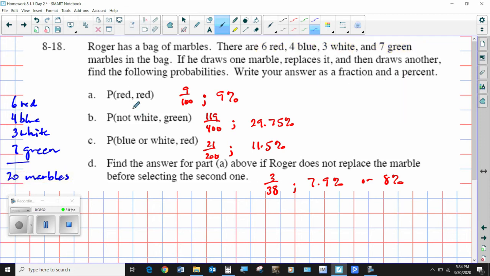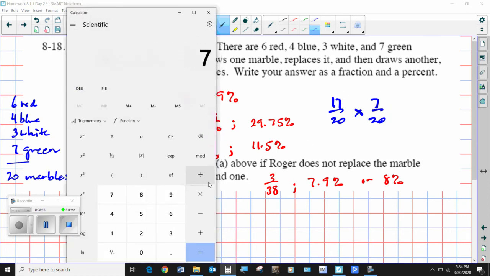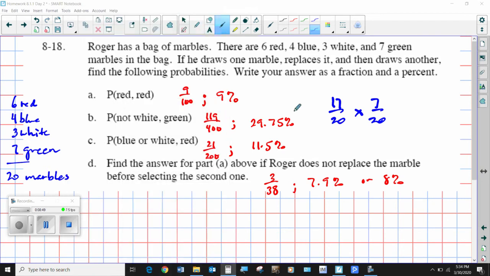The probability of pulling out a not white, so that would be 17 out of 20, and then pulling out a green, which would be 7 out of 20. Well, what's 7 times 17? 7 times 17 is 119, and 20 times 20 is 400.